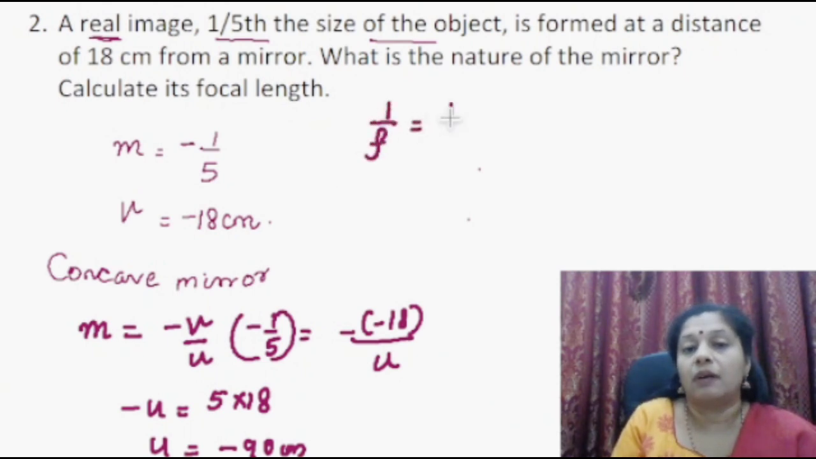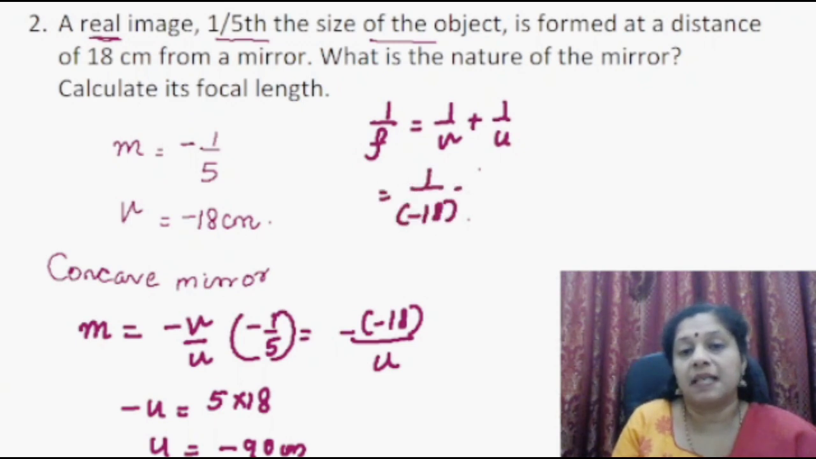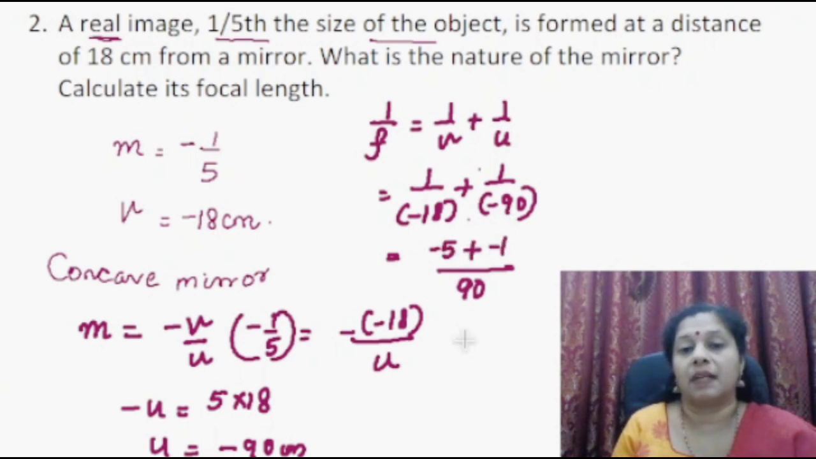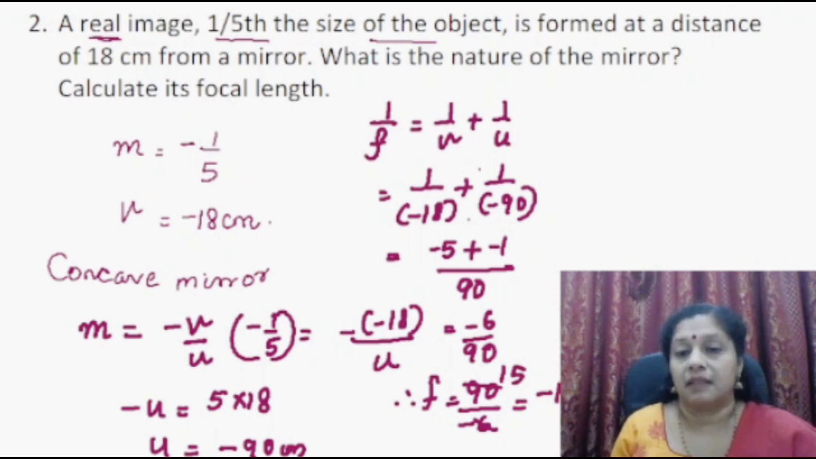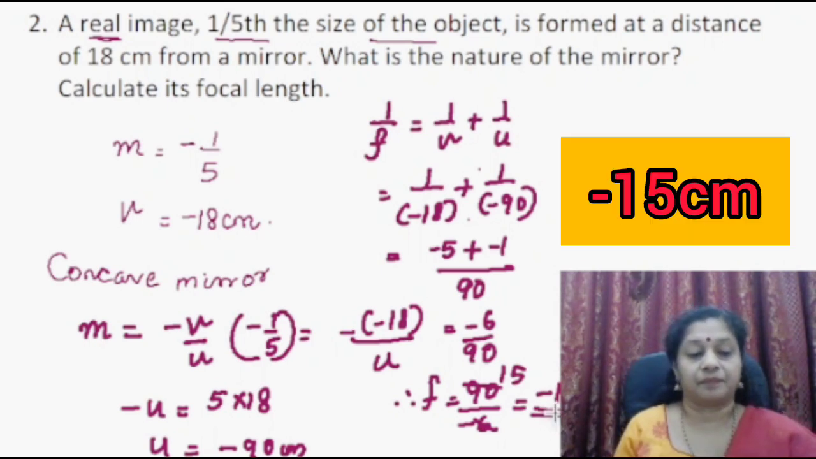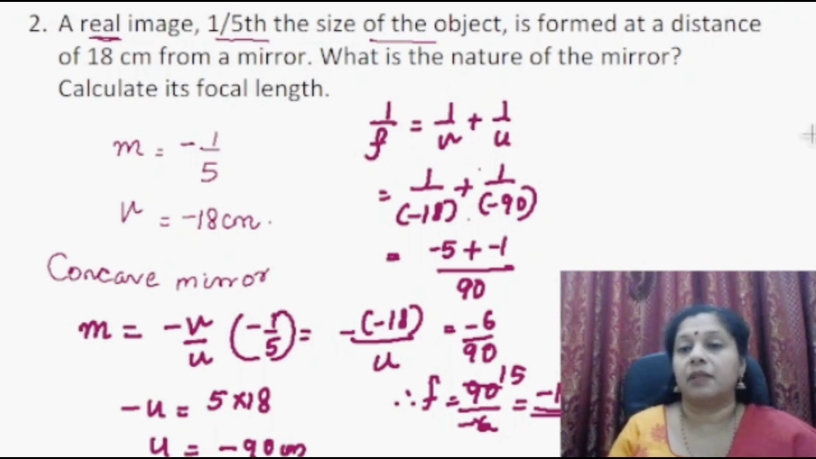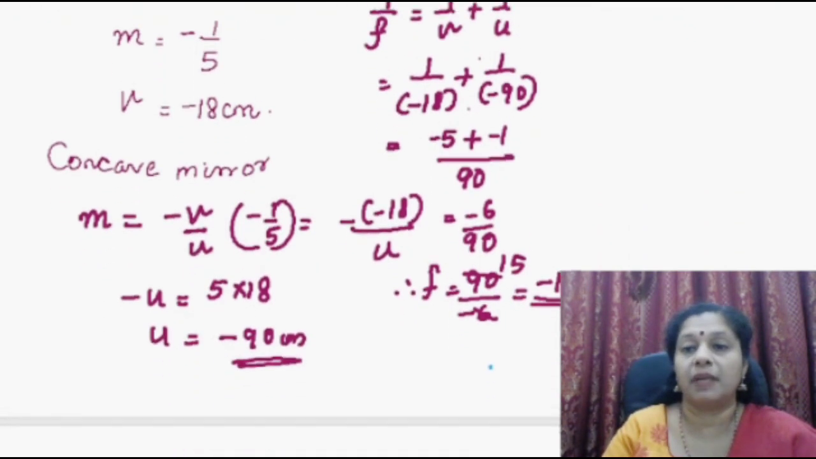1/f is equal to 1/v plus 1/u. So 1 by minus 18 plus 1 by minus 90. So what is the LCM? LCM would be 90. 18 5 times, so minus 5 plus 90 1 time minus 1. So minus 6/90 is 1/f. Therefore f will be 90 by minus 6. It will go 15 times. So minus 15 centimeter. If it is minus 15 centimeter, because it is a concave mirror, right? Focal length should be minus.